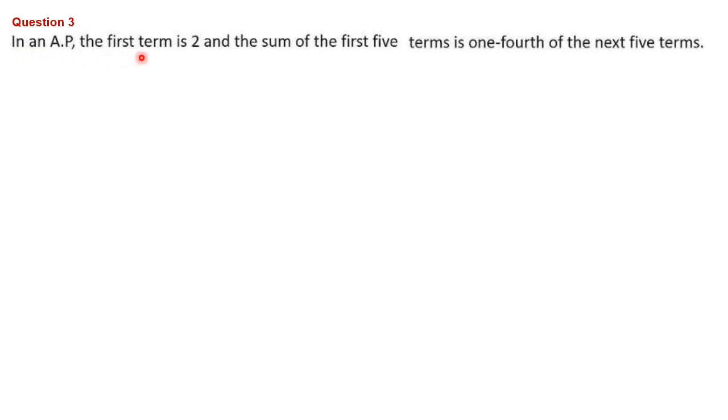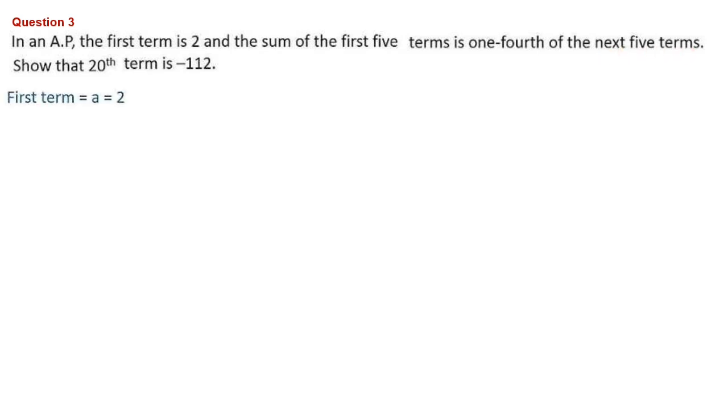In an AP, the first term is 2 and the sum of the first 5 terms is 1/4 of the next 5 terms. Show that the 20th term is minus 112. So here in the question, first term is given to us, first term is 2, and there is one condition given, sum of the first 5 terms, means A1 to A5 sum, is 1/4 of the next 5 terms. Next 5 terms means A6 to A10.